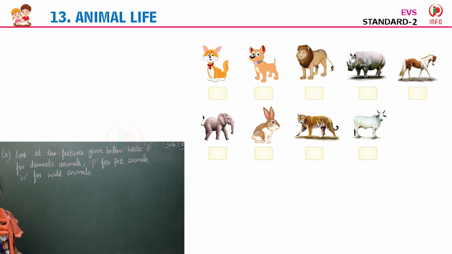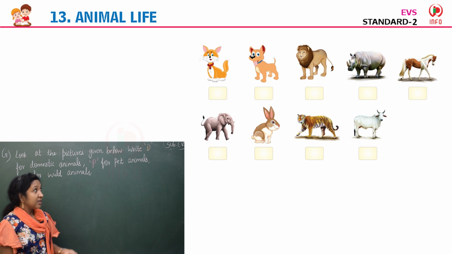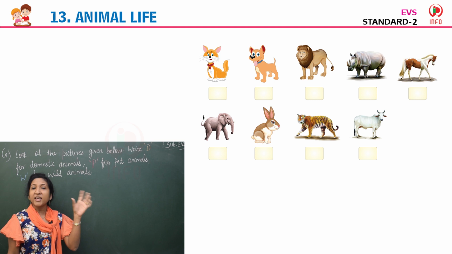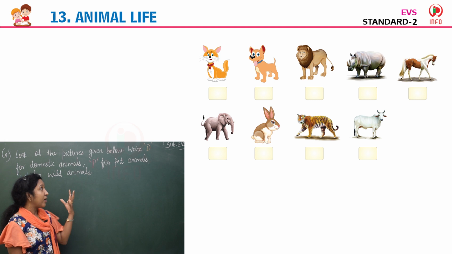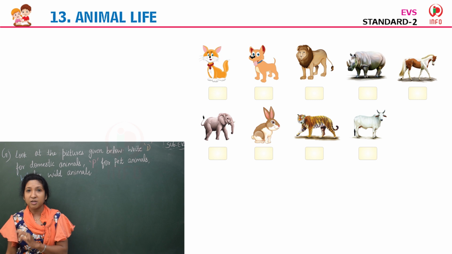Write D for domestic animals, P for pet animals, and W for wild animals. So here, domestic animals, pet animals, wild animals pictures are given. So check each picture, each image, and write whether it is a domestic, pet or wild. If it is domestic, you can write D. If it is a pet animal, you can write P, and if it is a wild animal, then write the letter W. Okay? So, coming to the first image.